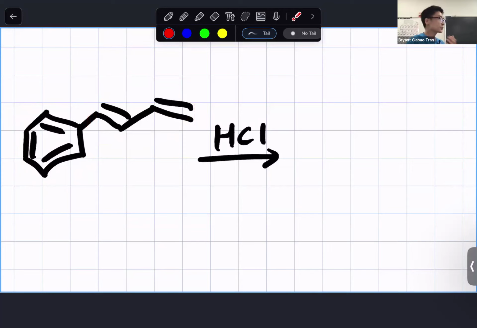Right. So instead of drawing both resonance structures or resonance sets, let's look at all of the carbons of this conjugated diene here. Which one of these four carbons will give you your most stable carbocation?